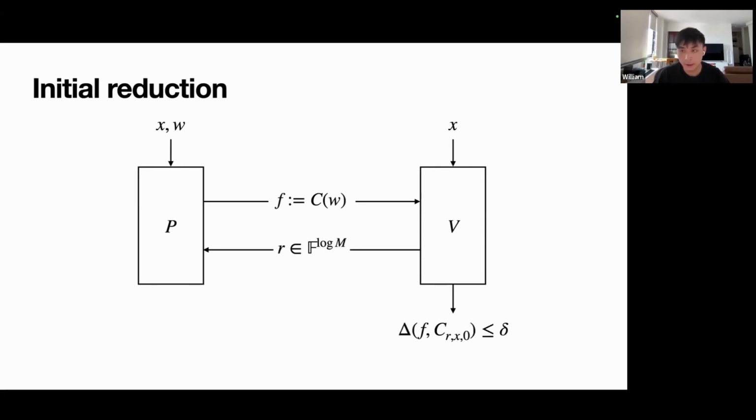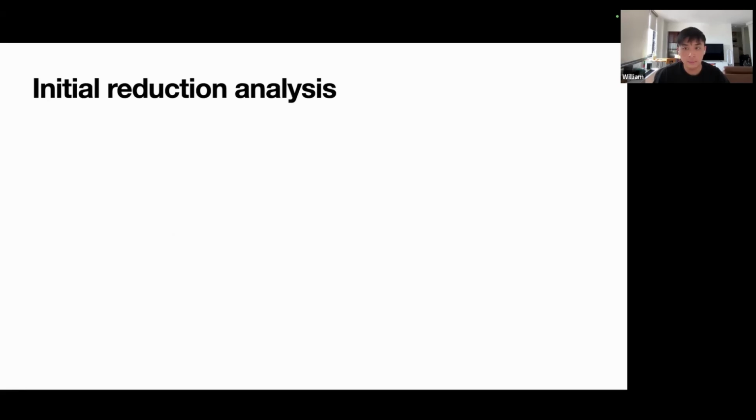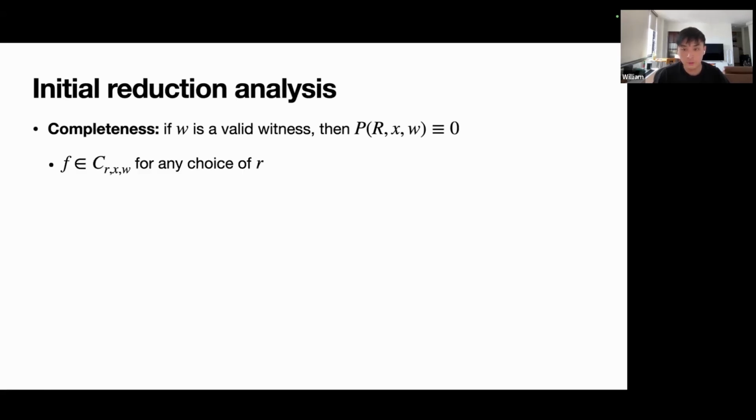Okay, so let's analyze this. For completeness, if W is a valid witness, then as I said before, this polynomial, once you fix X and W, is identically equal to the zero polynomial. And therefore, no matter what random challenge you choose, F will be in the induced subcode.